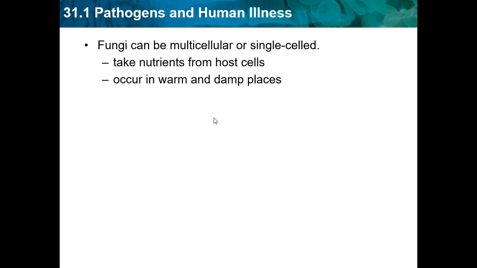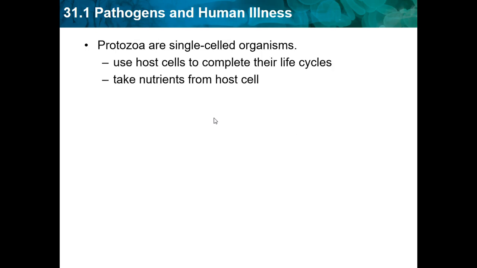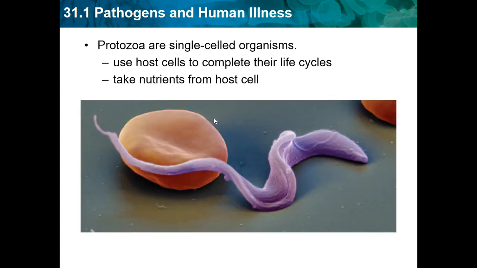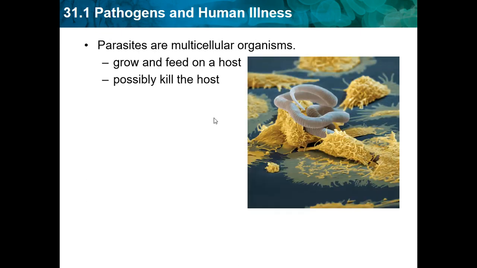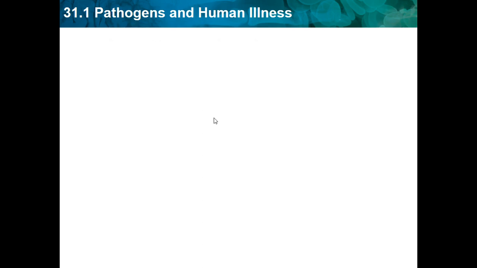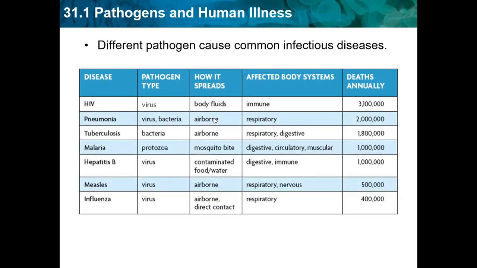They occur in warm, damp places. And then we have protozoa, which are single-celled organisms that use host cells to complete their life cycle and take nutrients from the host cell, so they basically live inside something. Parasites are multicellular; they grow and feed on a host, possibly killing the host. So it's just another thing that grows off something else.